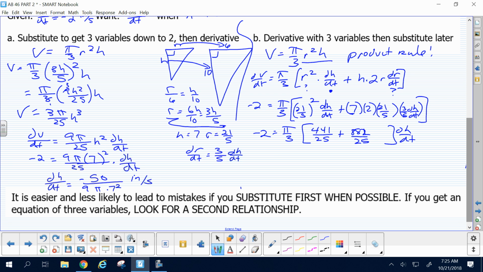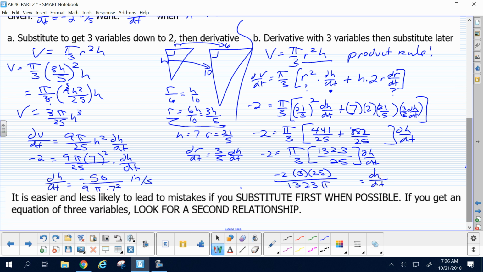So all said then, I'm looking at negative 2 is pi over 3. Let's see, 3 to 13, 1,323 over 25, dH/dt. So dH/dt is, let's see what we got here, negative 2 times 3 times 25 over 1,323 pi. And am I feeling that's the same?